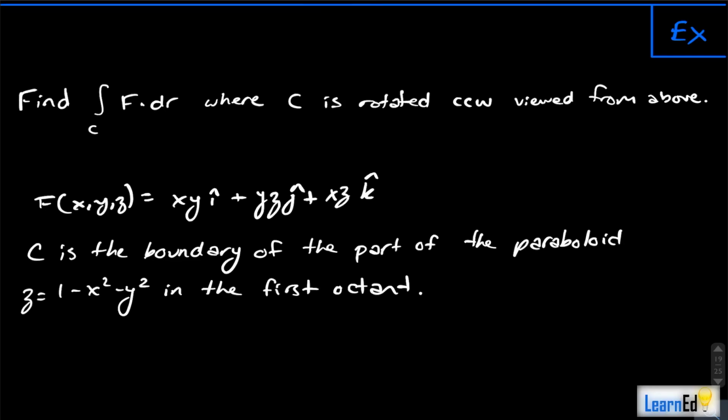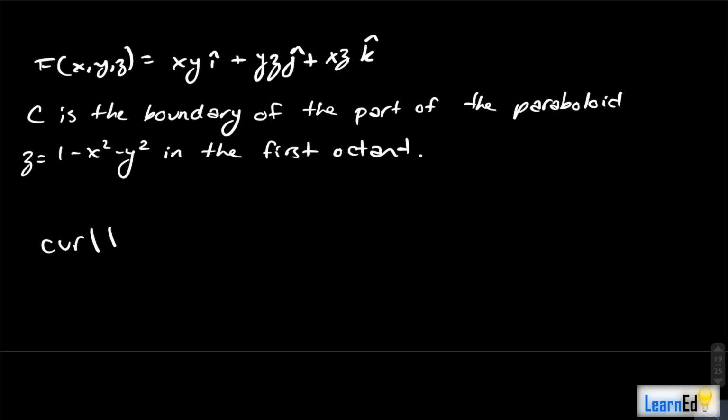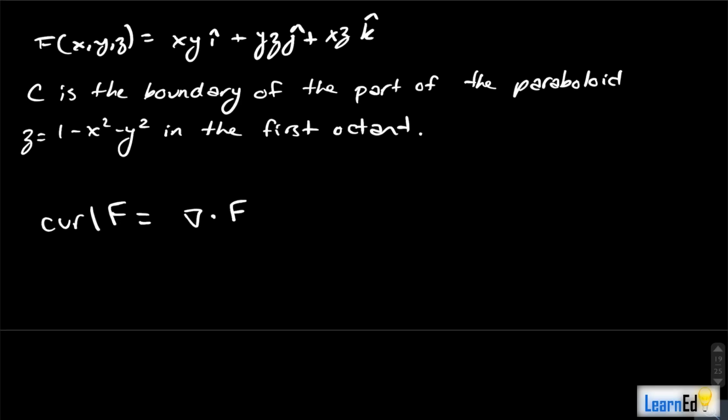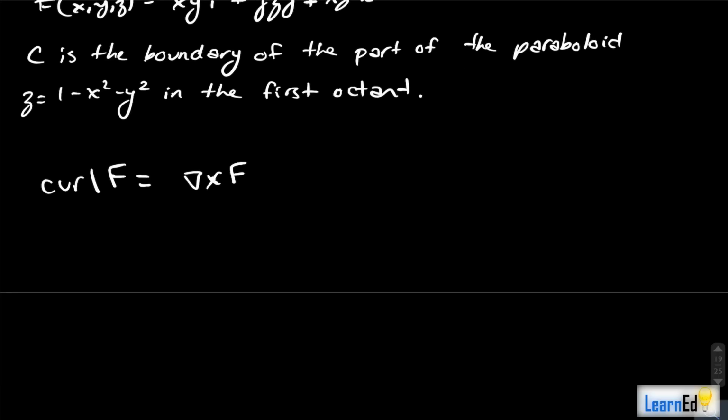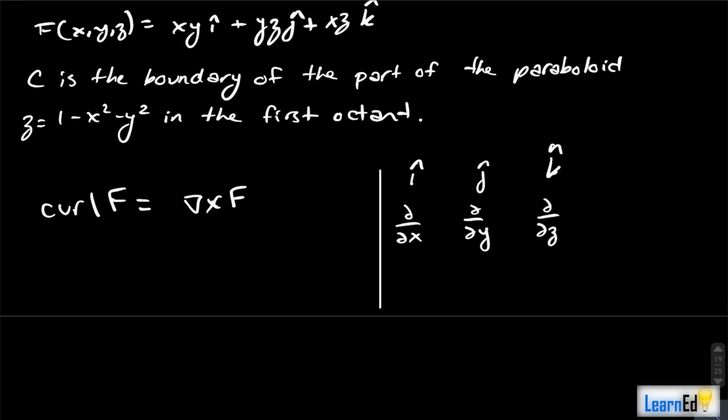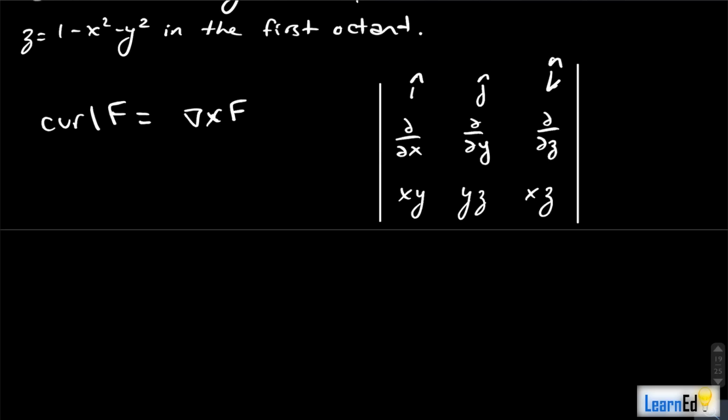But all right, enough. Curl of F is the gradient dot F? No, it is not. It's del cross F. So what we're going to do is set up our matrix. So we have i hat, j hat, k hat. We have our del operator, d/dx, d/dy, d/dz, and we have the components of F, which are listed over here: xy, yz, and xz, and let's find the determinant of this 3 by 3.